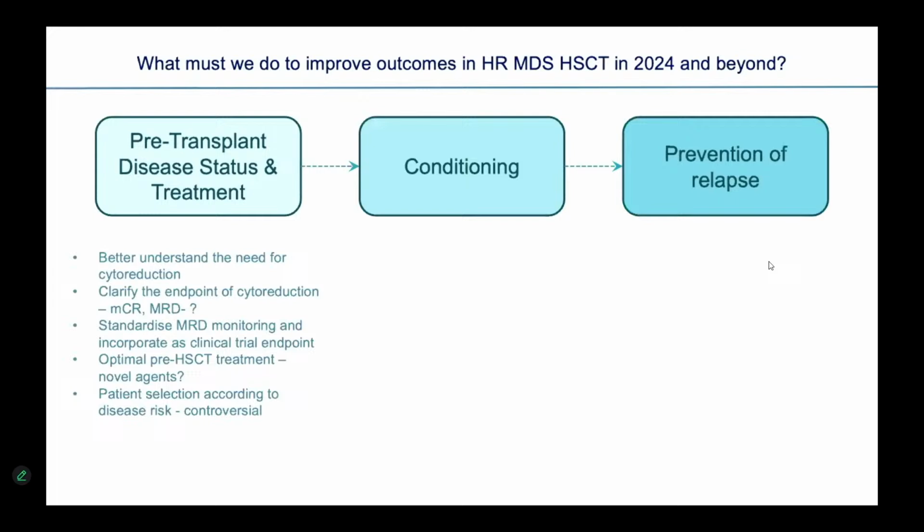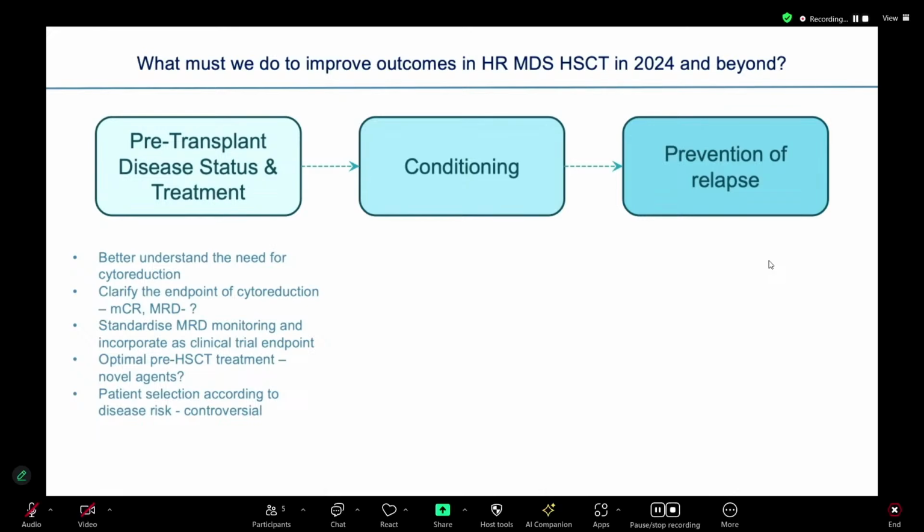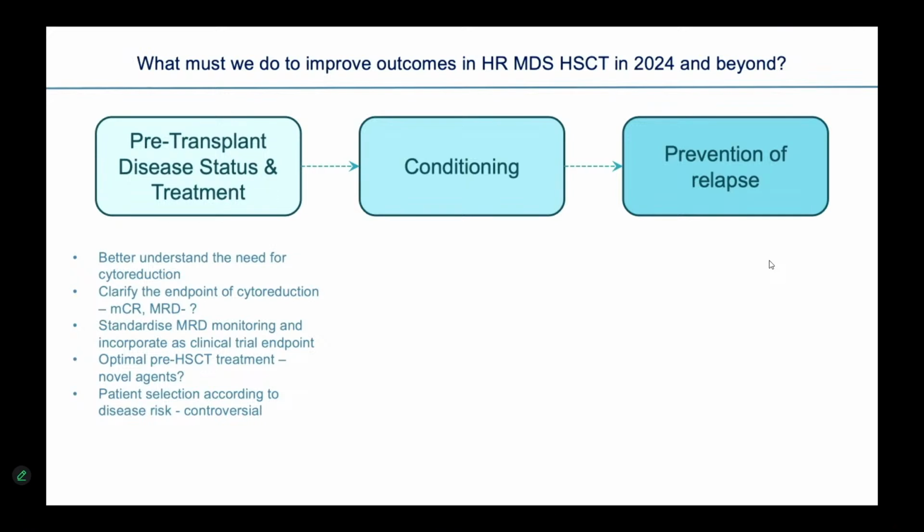So to conclude, in terms of how we can improve outcomes for these patients, we need to better understand the need for cytoreduction pre-transplant for high-risk MDS patients, and we need to understand what we're aiming for when we do this: a marrow CR, MRD negativity, or more than that. And then standardize MRD monitoring and incorporate this potentially as a clinical trial endpoint.